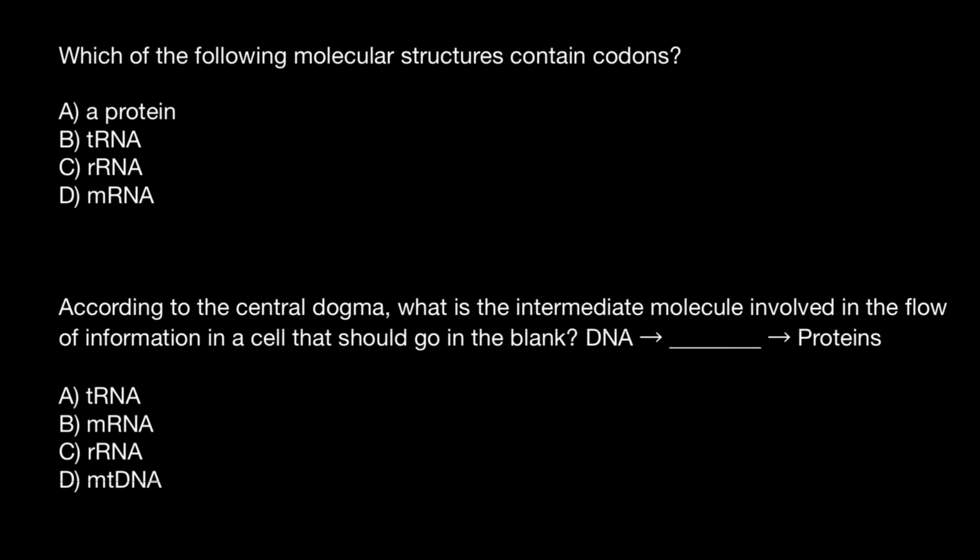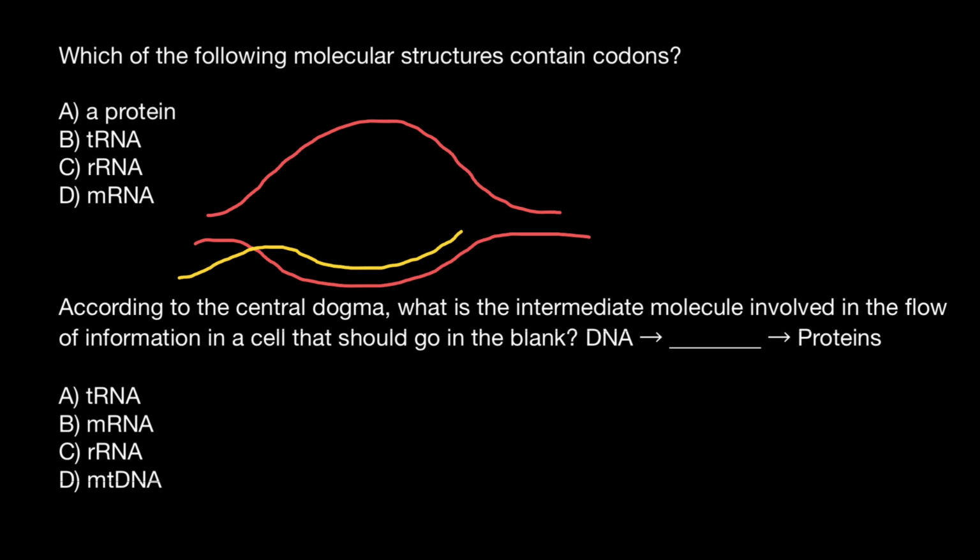And the first question is, which of the following molecular structures contain codons? And here's double-stranded DNA, one strand, here's another strand of the DNA, and here's a messenger RNA, which would be transcribed into this direction. So here we have 5' end and 3' end here. Messenger RNA always grows continuously from 5' end to 3' end.